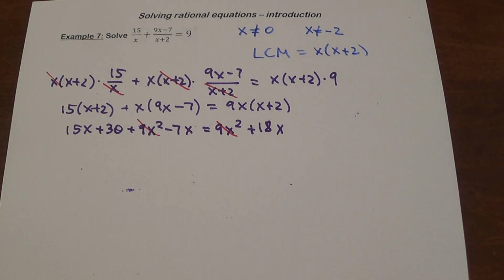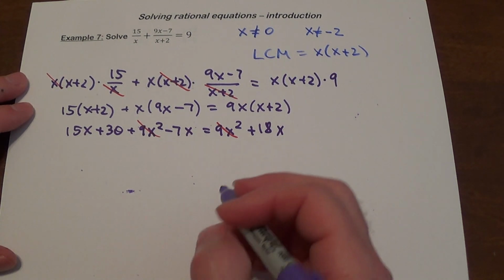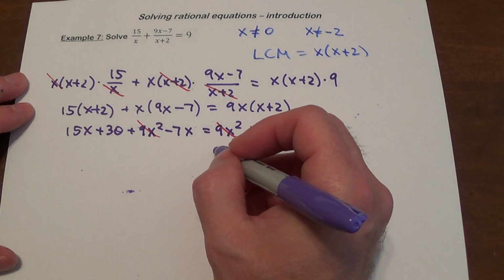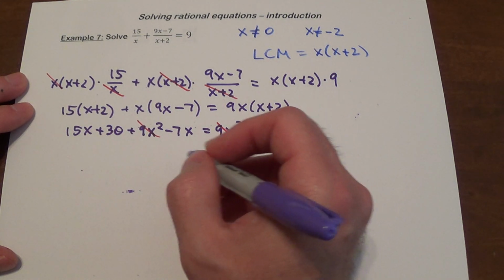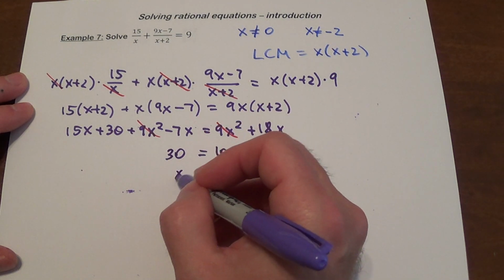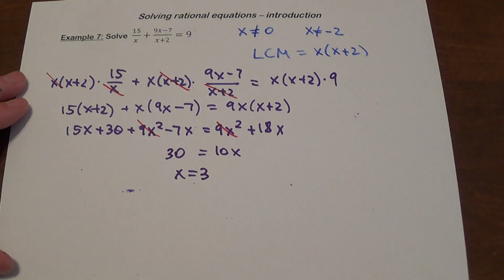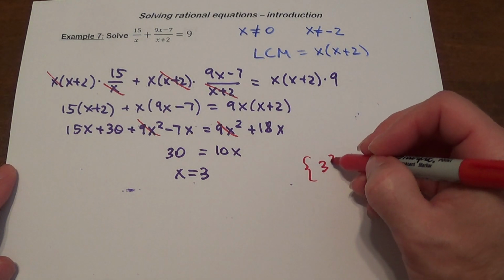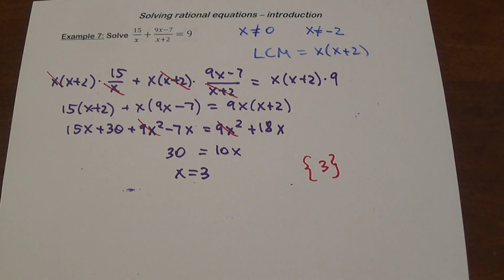We combine all the terms together, and what we are going to get after that is 10x here, and the other side is going to have 30, which means x equals 3. Is that an excluded value? No, because our excluded values were 0 and negative 2. It's not any of them, and that is going to be our solution here, x equals 3.